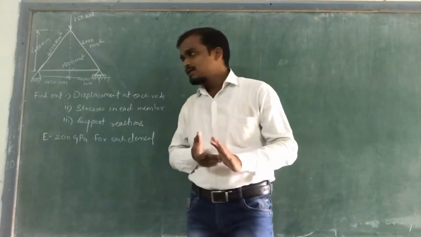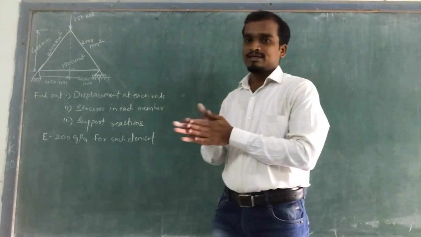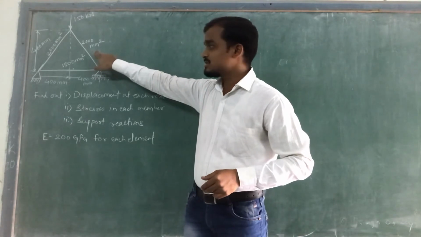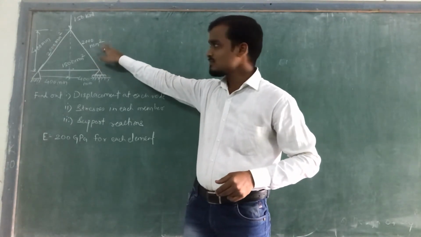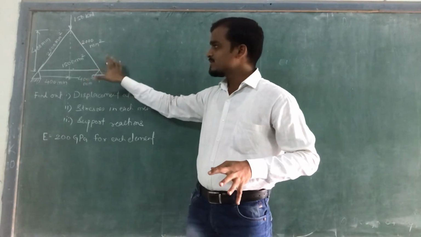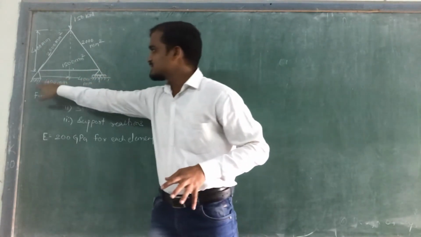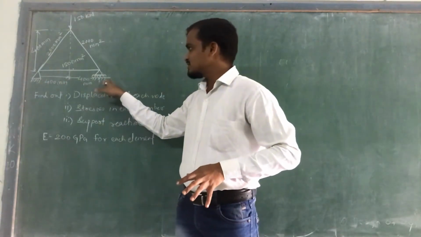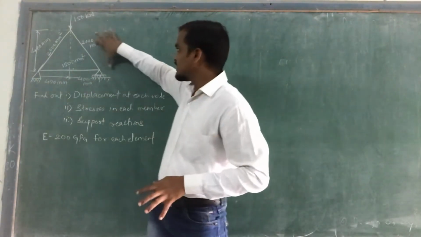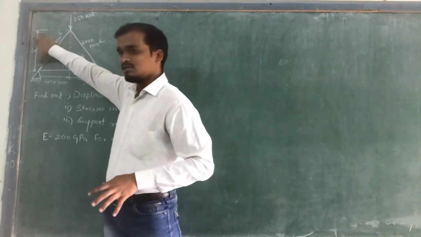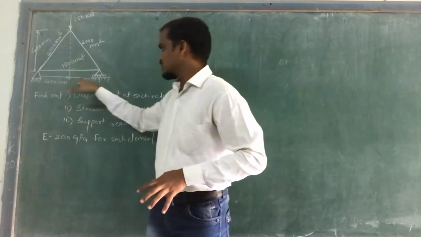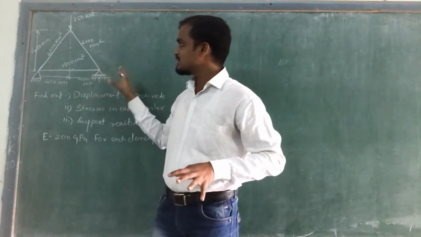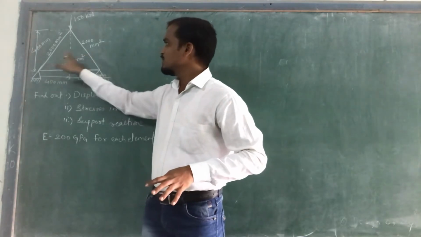So in this example, the truss structure contains 3 bars. The length of the horizontal element is given, and the vertical length is given here. This is 400 mm. This is totally 800 mm, 400 plus 400, 800 mm. As there are 3 elements: element 1, element 2, element 3.